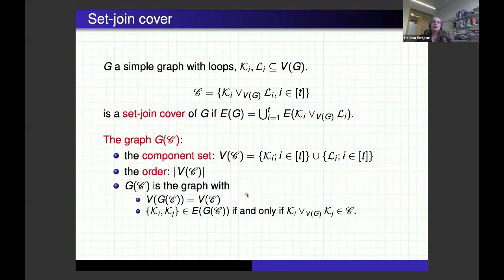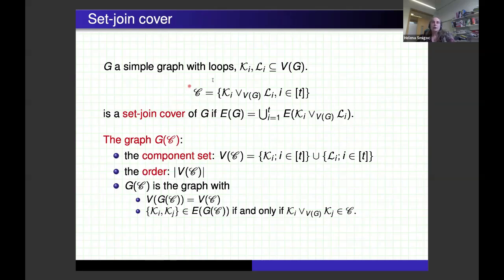The objects that we want to study are called set join covers. So now that we understand what set joins are, I can start with a simple graph with loops like before, so the graph associated with the pattern of some matrix, perhaps. And I would like to cover all the edges in this graph with different set joins. If a collection of set joins covers all edges of a graph, then I call this a set join cover of G.